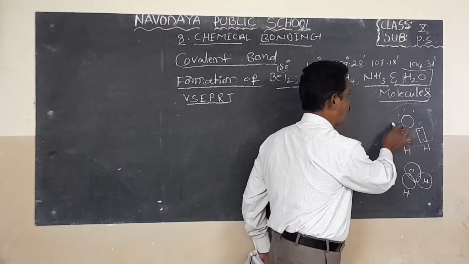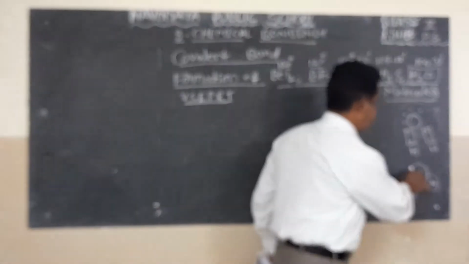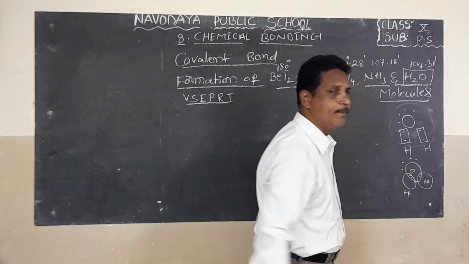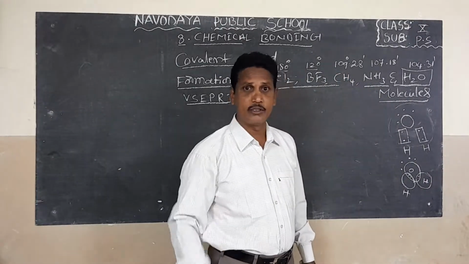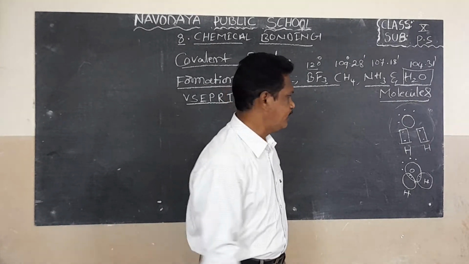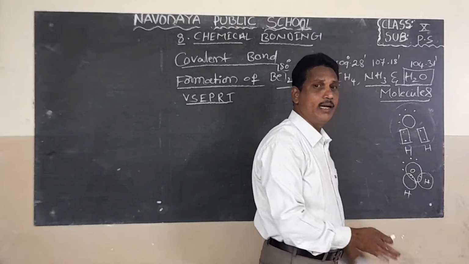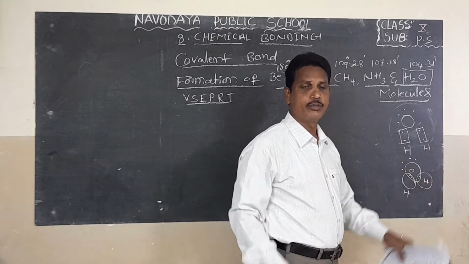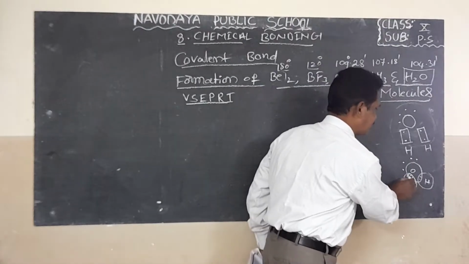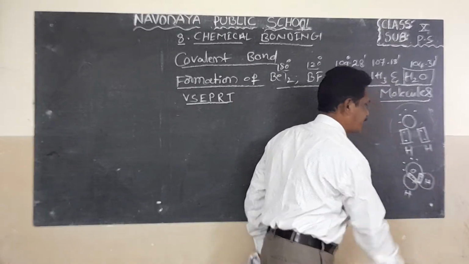The remaining 4 valence electrons are present in the oxygen atom. These 4 electrons are called lone pairs of electrons of oxygen. The repulsion between lone pair electrons decides the shape of molecules. These are the bond pairs of electrons. These 2 electrons and these 2 electrons are bond pairs of electrons.